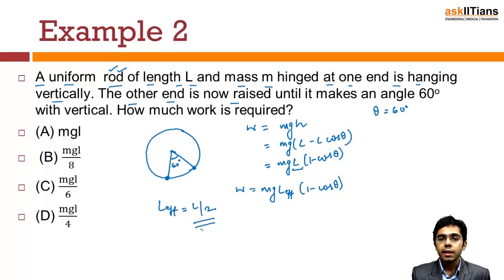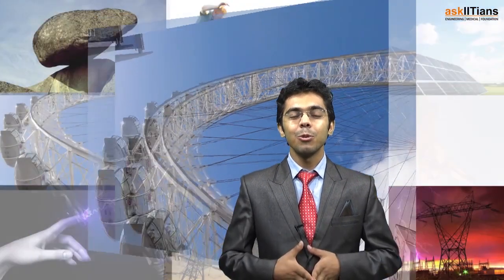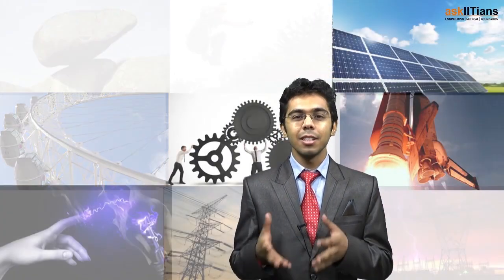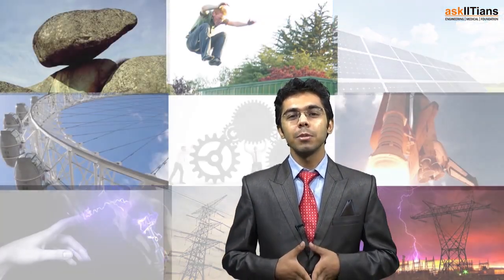That is the distance between the center of mass and the center of the circle. So that will be L by 2, so it will be mg L by 2 times (1 minus cos 60), which is 1 by 2. This comes out to be mgL divided by 4. Therefore option D should be correct. So guys, in this part we have learnt about vertical circular motion, and we have seen various problems and how to tackle them when objects move in a vertical plane along a circular path.